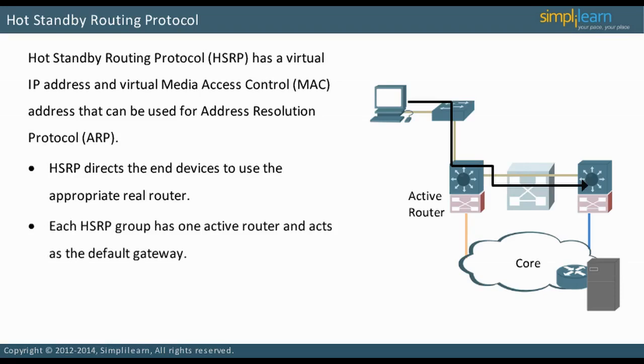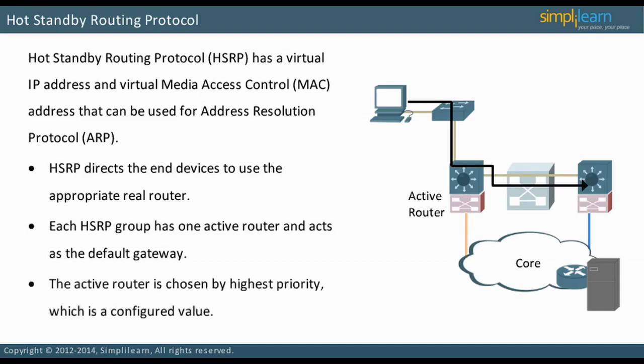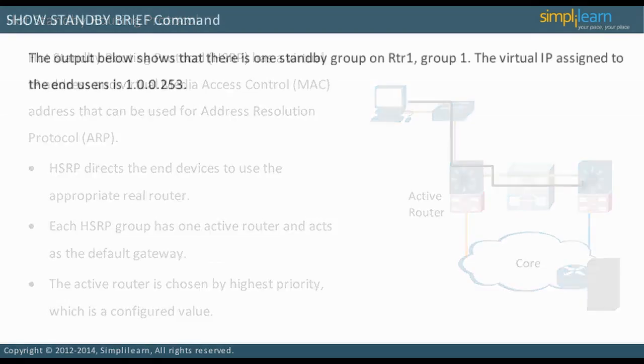Each HSRP group, also called a standby group, has one active router that acts as the default gateway and one or more standby routers that can take its place if the active router fails. The active router is chosen by the highest priority, which is a configured value. At the CCNA level, you are not expected to configure HSRP. However, you should understand the verification output. Let us look at some in the next slide.